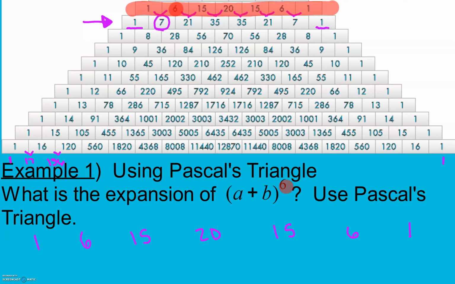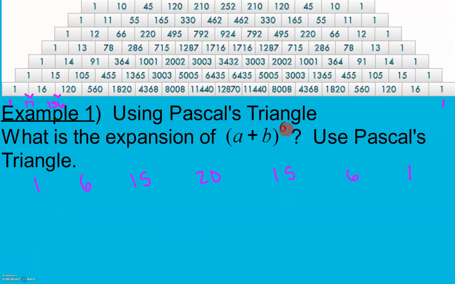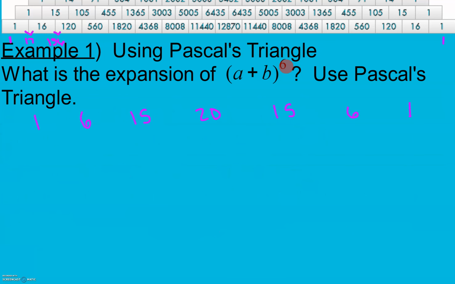I want to space them out as best I can so I can make sure I see where my columns are so that they fit there. Now, I'm going to take whatever's on my right side of my binomial and start it on the right side. So b to the 6th power.